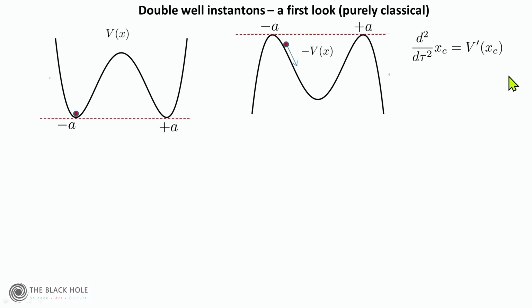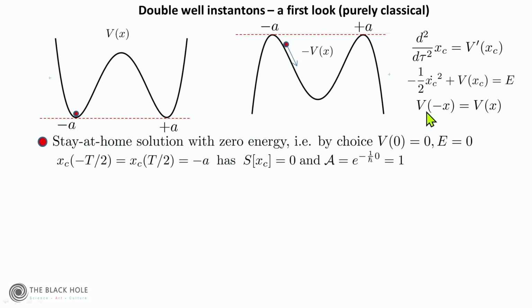Now I remind you of what we had derived earlier. This is Newton's law. This is the conservation of energy, just what we had seen a little bit earlier. This tells you that the potential is symmetric. So V of x and V of minus x are the same. Let's look over here at the solutions of this equation of Newton's law.